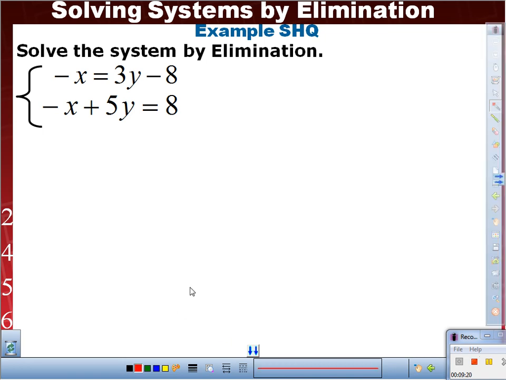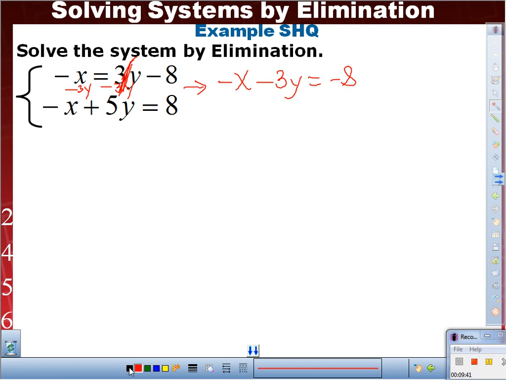So what is the very first thing we need to do, everyone? Standard form. The first one is not in standard form, so what do we do? Subtract 3y, subtract 3y. This cancels right here. We're left with, I'm going this way, negative x minus 3y equals negative 8.